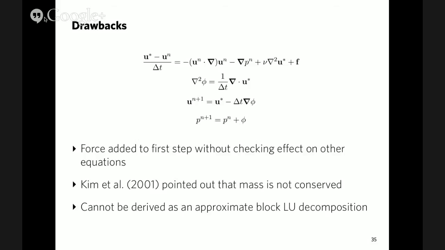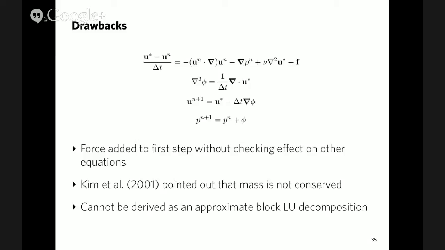We've not talked about the force. And now that we can calculate it, we can always solve these equations. But what are the problems with this method? So one, they just added the force to the first momentum equation without considering any effects on the other quantities, like conservation of mass at the boundaries, and how these equations would be modified if you just added a force. And that's something that they didn't deal with, and which actually, as a later paper by Kim et al. showed, the mass in fact is not conserved by this method at the boundary.